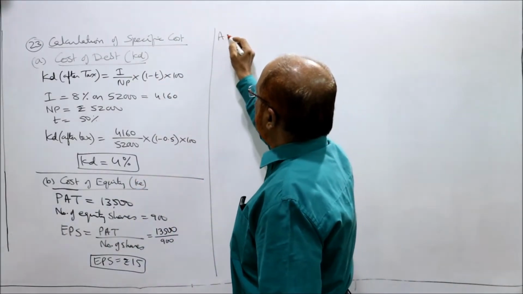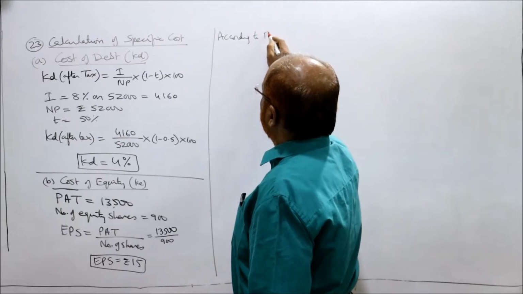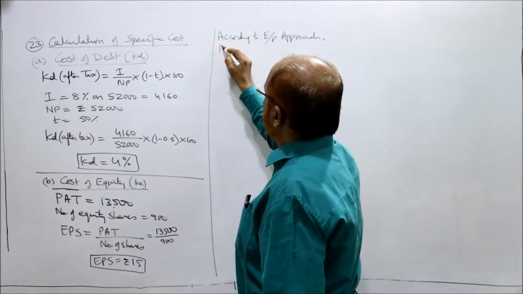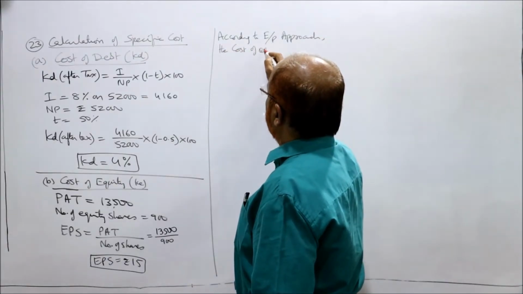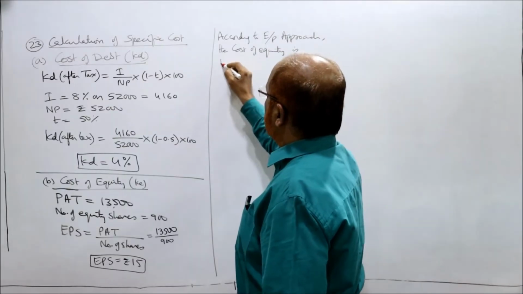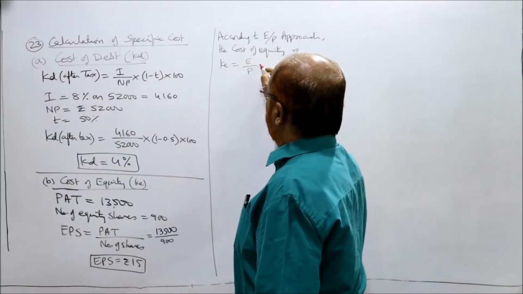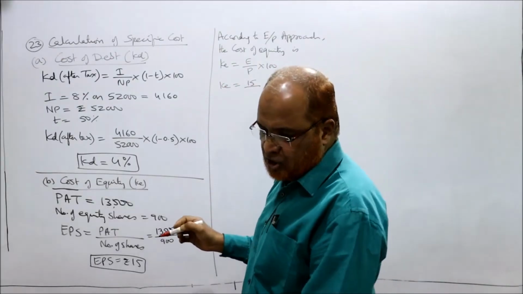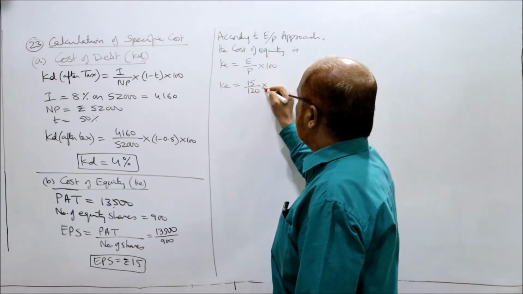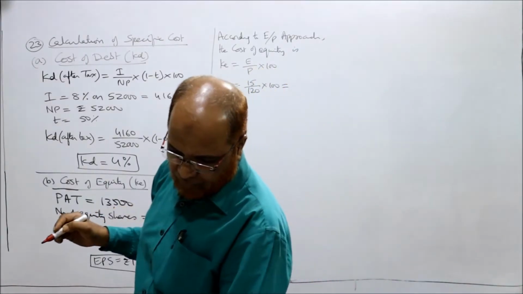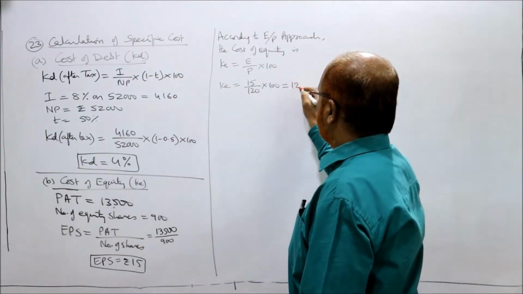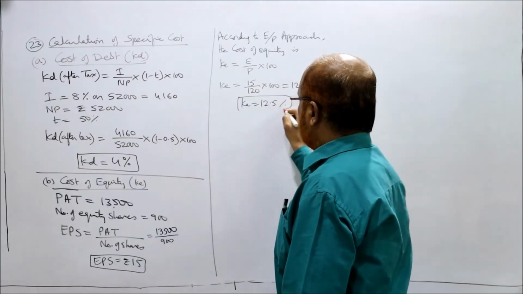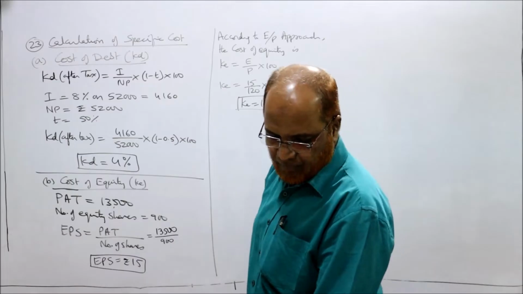Now, according to EP approach, the cost of equity K is equal to E by P into 100. That is equal to earning per share 15. Market price per share is given in the problem 120 into 100. So 15 by 120, 12.5%. We got K, cost of equity, 12.5%.